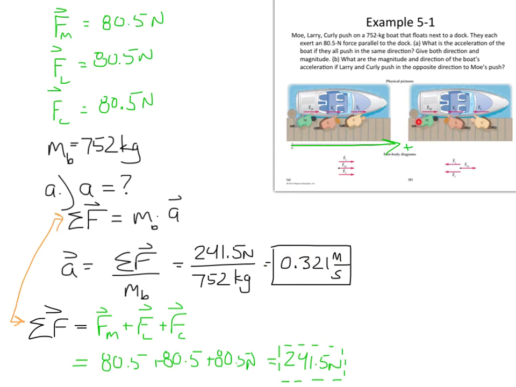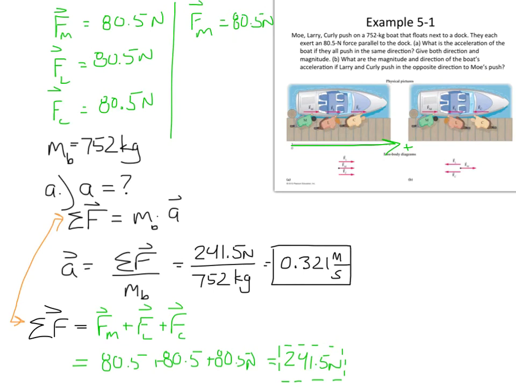So for part B, well, I'm not going to draw B. I'm just going to make it a different set of scenarios. The force that Mo, the guy in green, is applying is still in the positive direction, right? So the force from Mo is going to be 80.5 newtons. Okay.